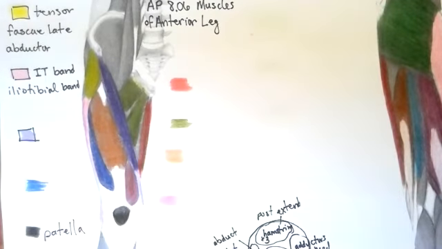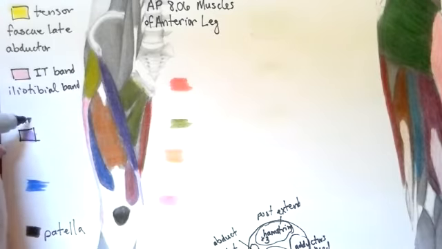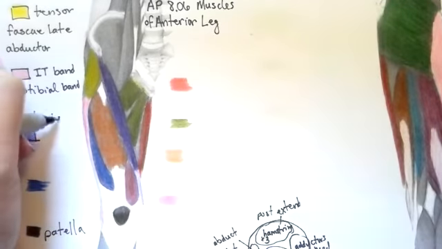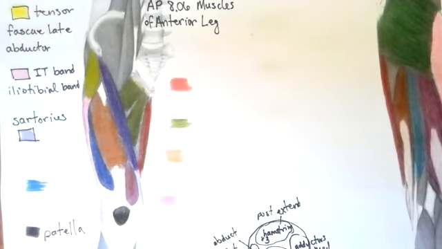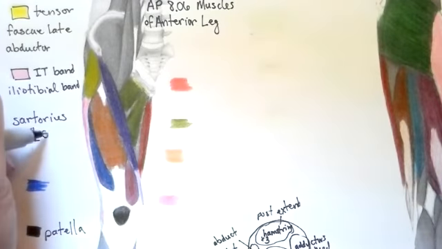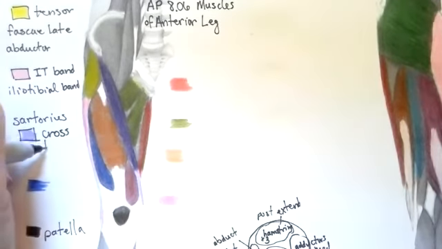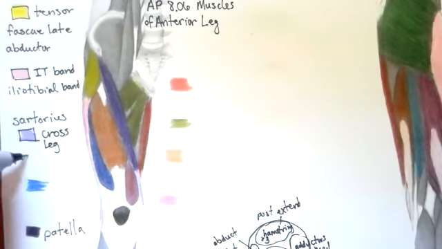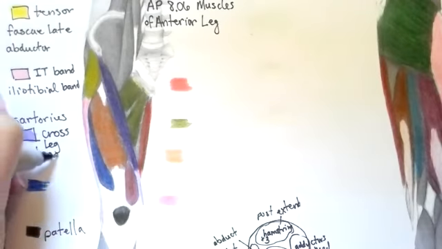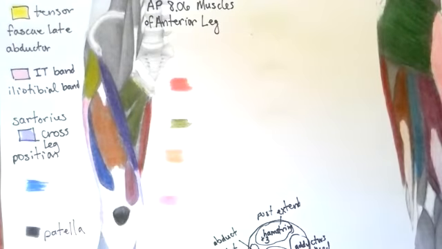And this is that one muscle that has kind of a unique function, and it is called the sartorius. S-A-R-T-O-R-I-U-S, the sartorius. It lets you sit cross-legged. Because of that, it's sometimes called the tailor's muscle.